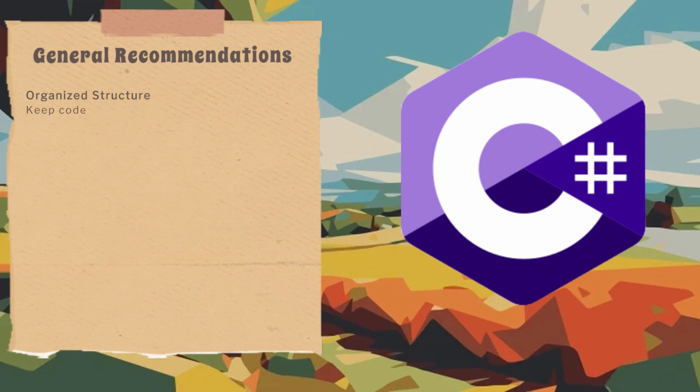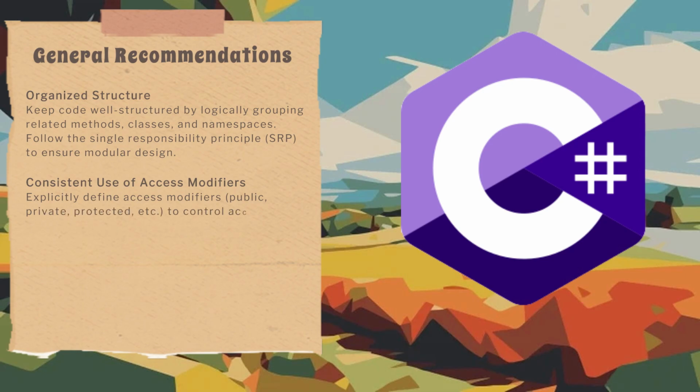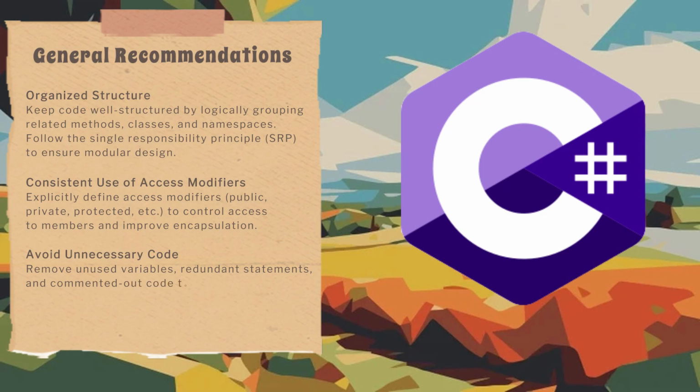Keep code well structured by logically grouping related methods, classes, and namespaces. Follow the Single Responsibility Principle (SRP) to ensure modular design. Explicitly define access modifiers, public, private, protected, etc., to control access to members and improve encapsulation. Remove unused variables, redundant statements, and commented out code to maintain a clean codebase.